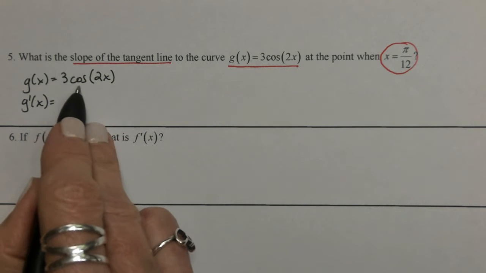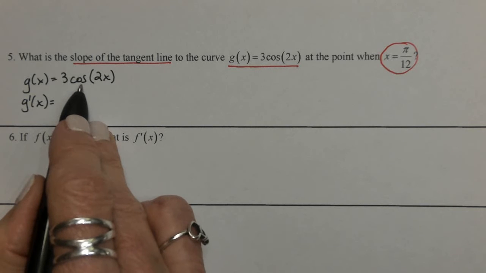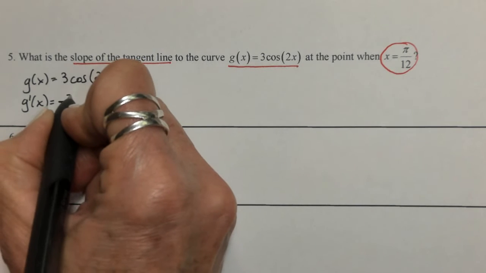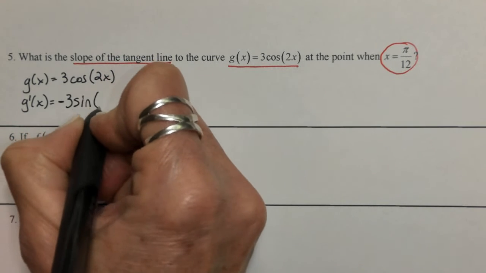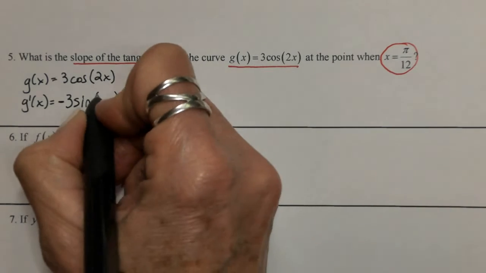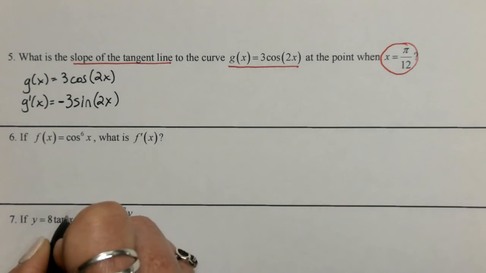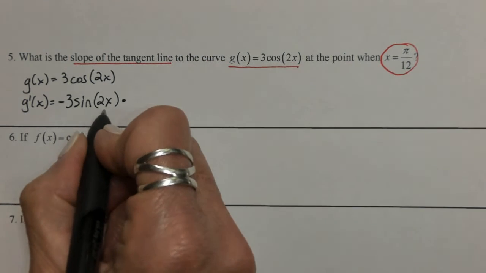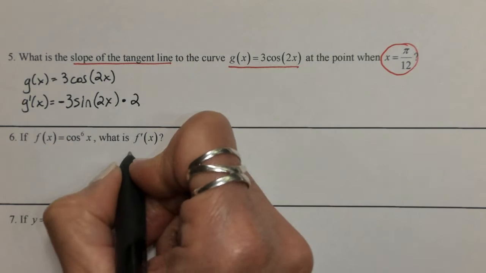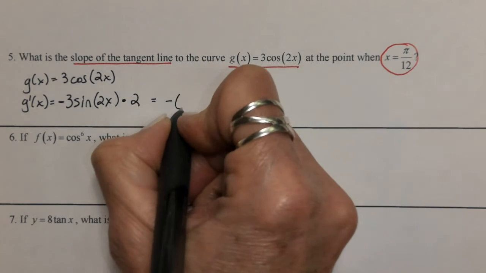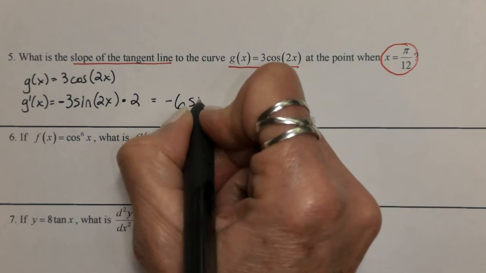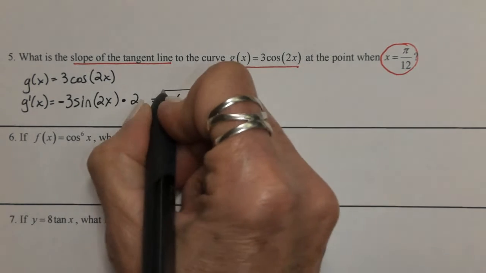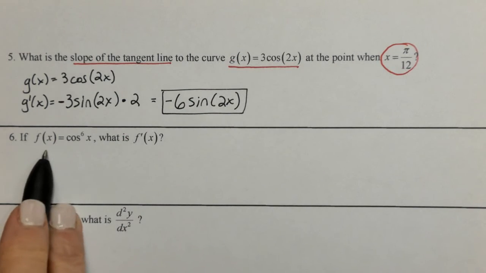Now I'm looking at the cosine. The derivative of cosine is negative sine, right? So this is going to be a negative 3 sine of, keep your 2x. Don't change your inside of your parentheses. And then you're going to multiply by the derivative of 2x, which is just 2. So this would be, as a multiple choice answer, negative 6 sine of 2x. Okay? What if we have this one?